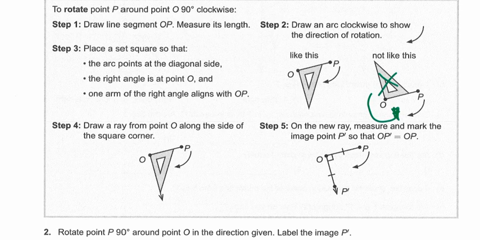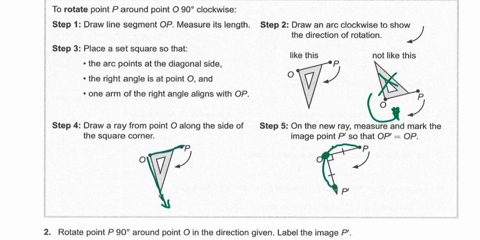It says draw a ray from point O along the side of the square. So you draw this line out and make it longer than whatever OP is. This arrow that you're drawing here should be longer than this length. Okay? And once you've done that, on the new ray, you can measure this length right here and measure it out here and draw in your point. And you've just rotated point P around the origin, which is the dot in the middle, 90 degrees clockwise, and it has to be the same distance.